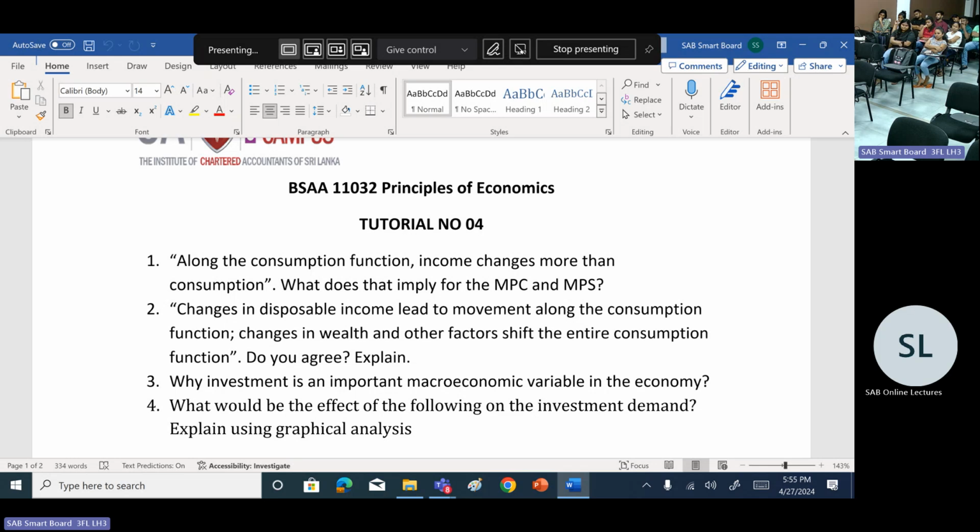Steeper consumption function means higher MPC. So that explains the MPC and the MPS. The slope of the consumption function is MPC, and the opposite aspect is MPS. So along the consumption function, income changes more than consumption means we have a flatter consumption function, which is a lower MPC or high MPS. People do not consume, but they tend to save more.